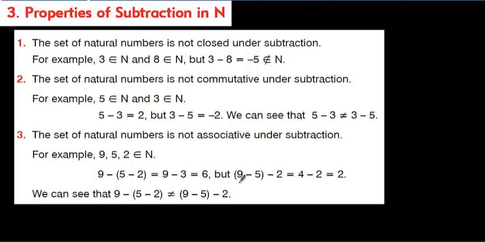And the last one is the associative property. Subtraction in the set of natural numbers is not associative, because when you group the terms, you get different results. When you group firstly 5 and 2, the result is 3, then 9 minus 3 is equal to 6. But when you group firstly 9 and 5, 9 minus 5 is equal to 4, then 4 minus 2 is equal to 2. So as you see, you cannot group them, and there is no associative property in subtraction.